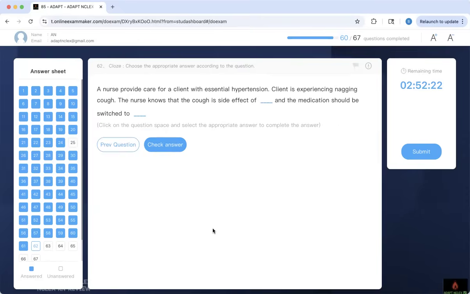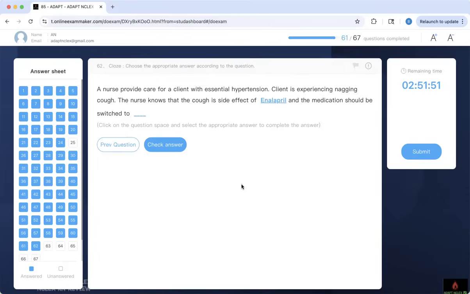62. Let's provide care for a client with what? Hypertension. Client experiencing nagging cough, hypertension. The nurse knows the cough is associated with which medication? Enalapril, losartan, amiodarone, and ethambutol. What do you think? Nagging cough usually is enalapril. Even though amiodarone can cause cough, it's different. It's not nagging. That is a bad problem.